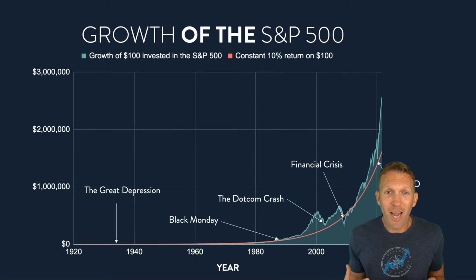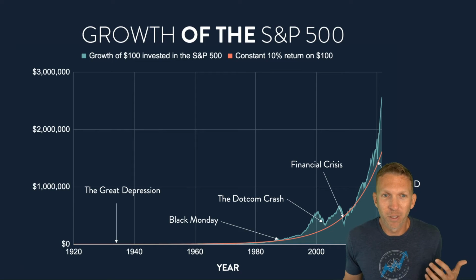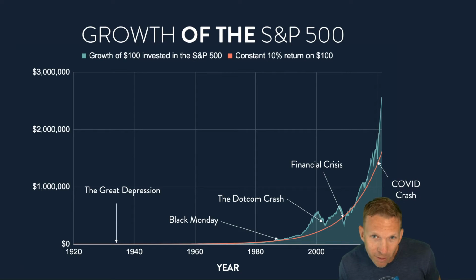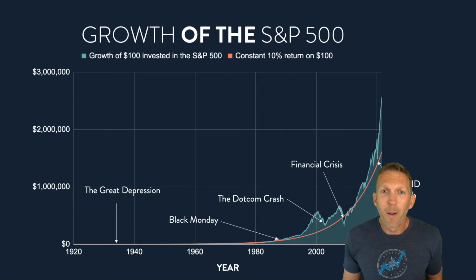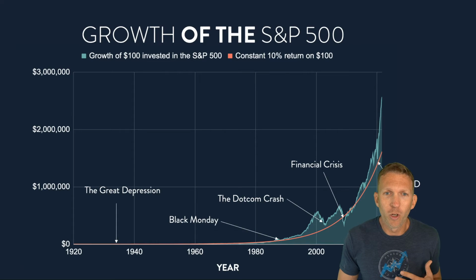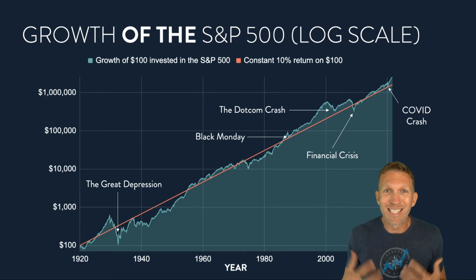Well, this is the actual US stock market. This is the stock market of the last 120 years or so, just over 100 years. You can see the Great Depression, Black Monday, the dot-com crash, the financial crisis, and the COVID crash there. It's a little bit hard to see back in the 20s, the Great Depression. You can't even see it because it's so small. So what I'm going to do is convert this chart to a logarithmic chart. This is the exact same data.